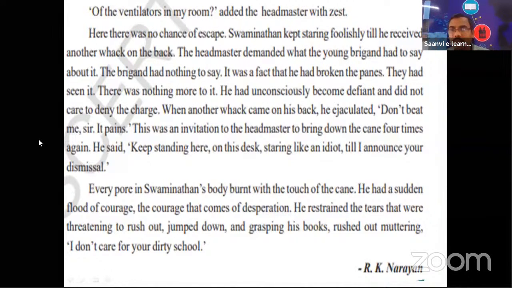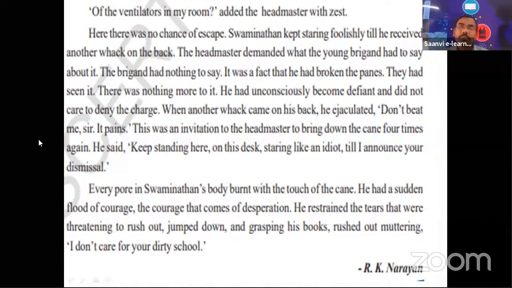He jumped down from the desk and, grasping his books, took the books from the table and rushed out muttering, I don't care for your dirty school. I don't care for your dirty school. So Swaminathan said that he didn't want to study there.